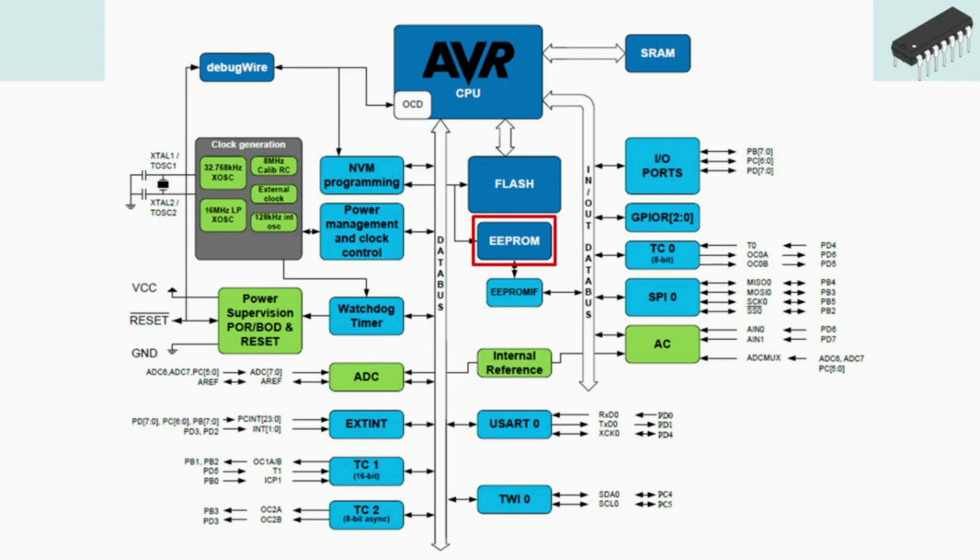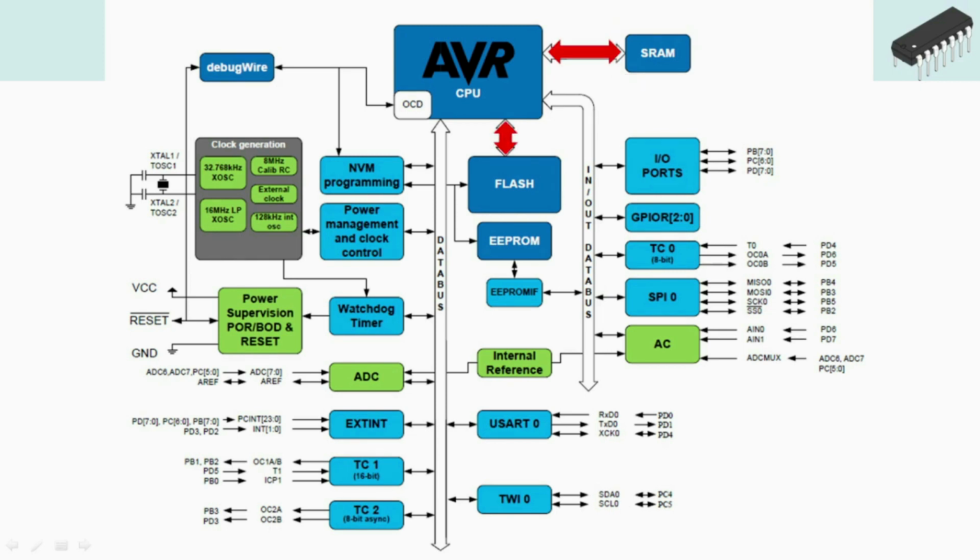The microcontroller provides 2 kilobytes of SRAM. SRAM stands for static random access memory. It is a volatile memory, meaning the data stored in SRAM is lost when power is removed. It is also called data memory as it stores the data during program execution.